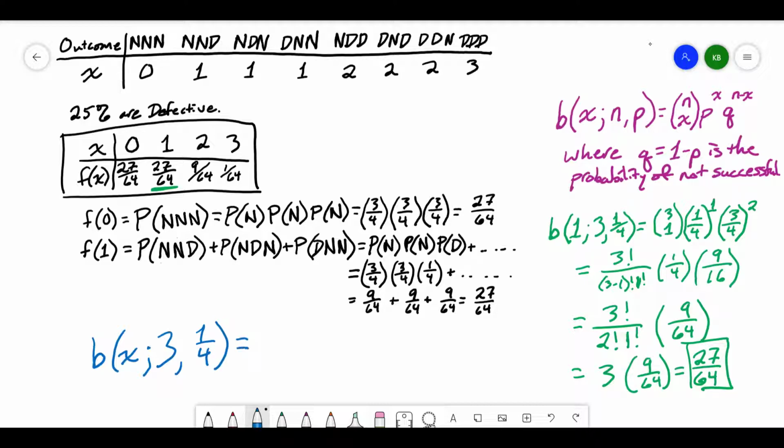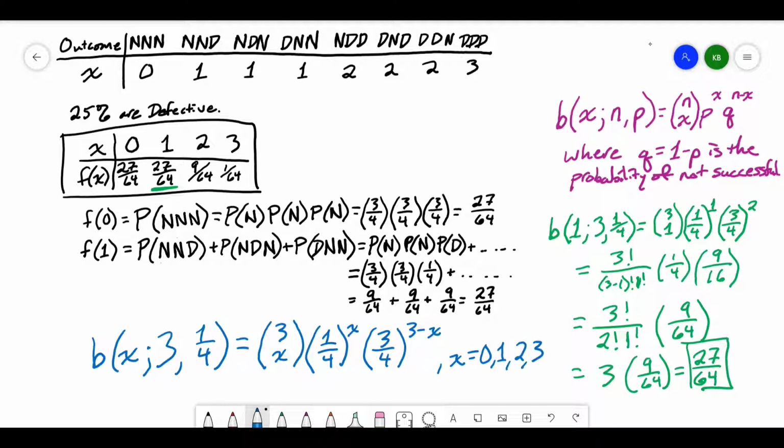And I would be able to write this as 3 choose x times 1/4 to the x times my q value, which I can calculate because I have p, so 3/4 to the 3 minus x. And I would be able to know that x can go anywhere from 0 to n. So x is going to equal 0, 1, 2, or 3. So what we've essentially done here is we've given ourselves a way, when we're in this binomial random variable situation and we have a binomial distribution, that I can actually give you an equation for the probability distribution instead of having to give a table like we've needed to before.